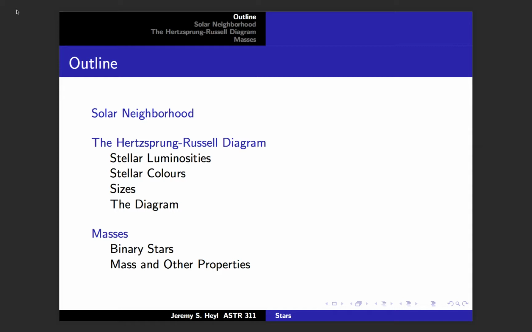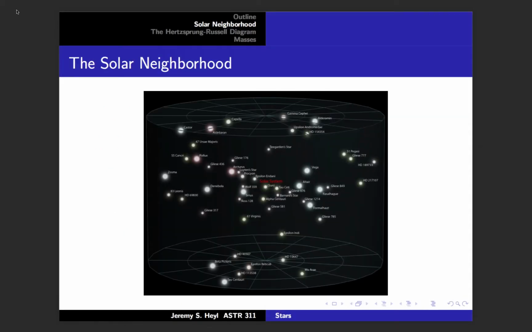And we organize that into something called the Hertzsprung-Russell diagram, which is named after the people who did it first. And then we'll talk a little bit about what's going on with different stars. So this is our neighborhood here of the sun. And our solar system is right in the middle. It's in red. And we can see the nearby stars to the sun.